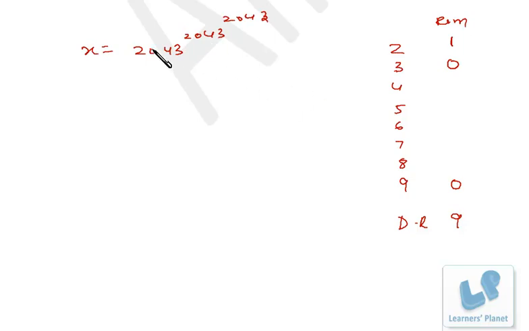Now from 4, this 2043 is actually 2044 minus 1 raised to this power. So the remainder is minus 1 raised to this number. Now 2043 raised to 2043 is obviously an odd number. So minus 1 raised to an odd number, the remainder will be minus 1 only. So the final remainder is 4 minus 1, 3.